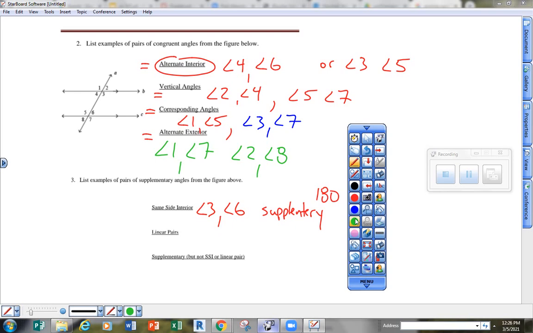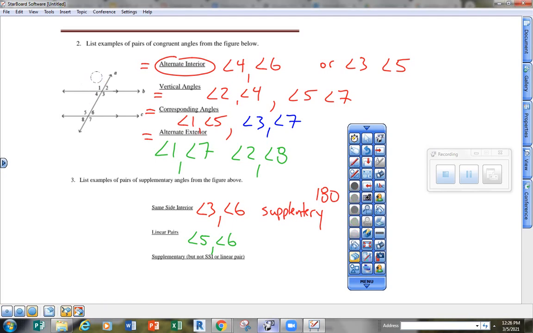Linear pairs, those are angles right next to each other. Those add up to be 180 as well. There's a pair. Angle 5, angle 6 right next to each other add up to be 180. 6 and 7, 2 and 3. All of these are linear pairs right next to each other. 4 and 1 that add up to be 180. They're supplementary. And then the last one here, supplementary, but not same side interior or a linear pair.